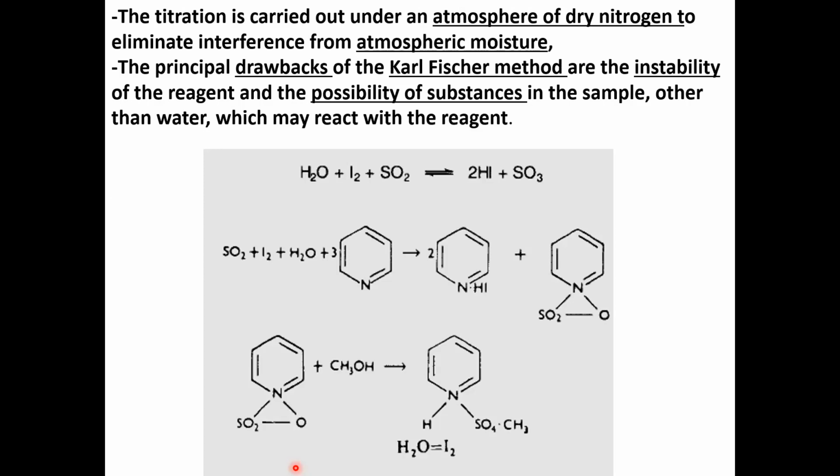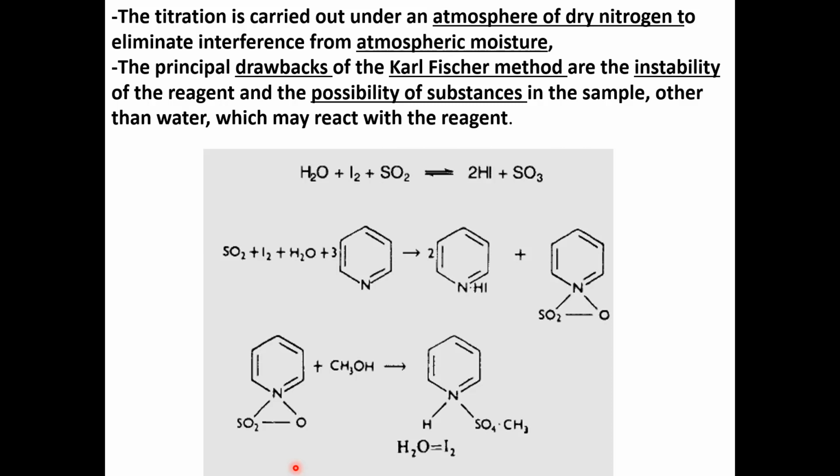Titration actually is carried out in an atmosphere of nitrogen to avoid interference by atmospheric moisture. As we said before, the drawback of the Karl Fischer method is the instability of the reagent, as well as the possibility that substances other than water can react with the reagent, not only water but also other substances. This is one of the problems of this method.